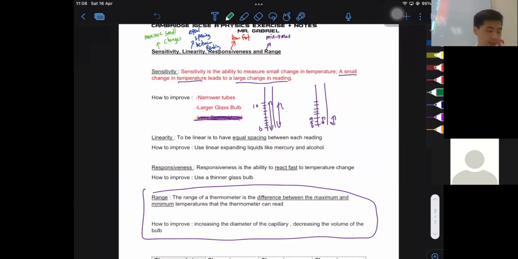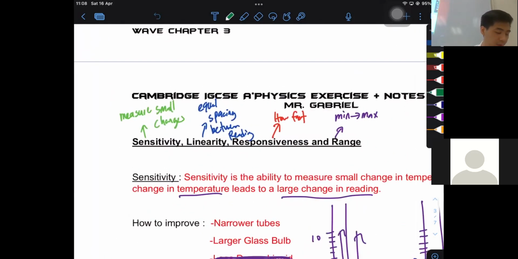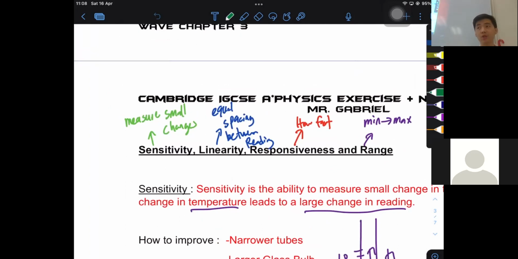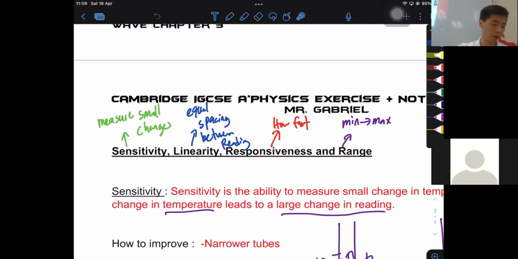But yeah, since everyone has this, let's go through these few things again, guys. These are essentially the most important thing in your IGCSEs. For sure, paper 2 at least has 1 or 2 questions talking about this, and not for sure, but paper 4 occasionally will have 1 question talking about sensitivities, right? So the first thing you want to remember is, we are going to learn about 4 main things here: sensitivity, linearity, responsiveness, and also range of a thermometer.